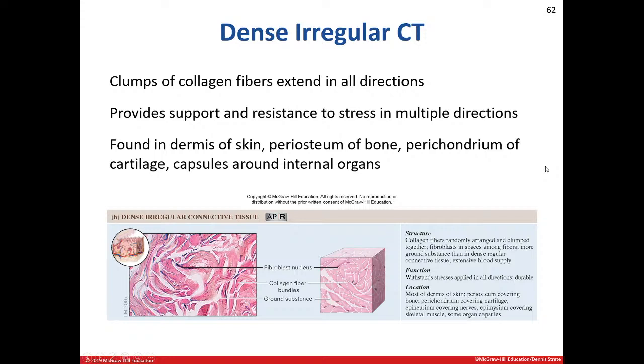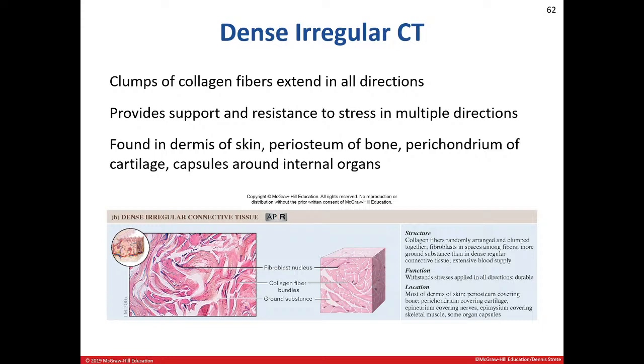All right, so dense, irregular connective tissue. Again, we see that the proteins are packed pretty tightly. Not a lot of ground substance, although a little more than we saw in dense regular. And the protein fibers are not going to be following a regular repeating pattern. They appear to be running just kind of all over the place.